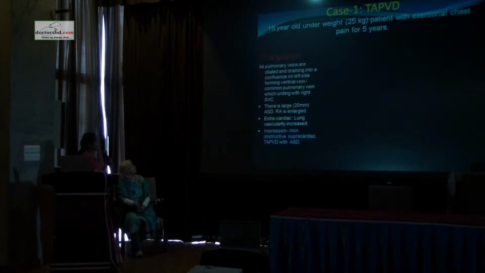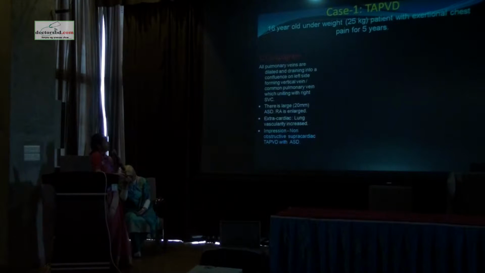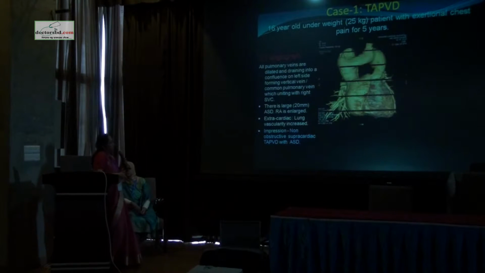My first case is TAPVD, that is total anomalous pulmonary venous drainage. This 16-year-old patient came with exertional dyspnea and chest pain for 5 years. After all clinical evaluations, a preoperative CT angiogram was done and diagnosed non-obstructive supracardiac TAPVD with ASD.